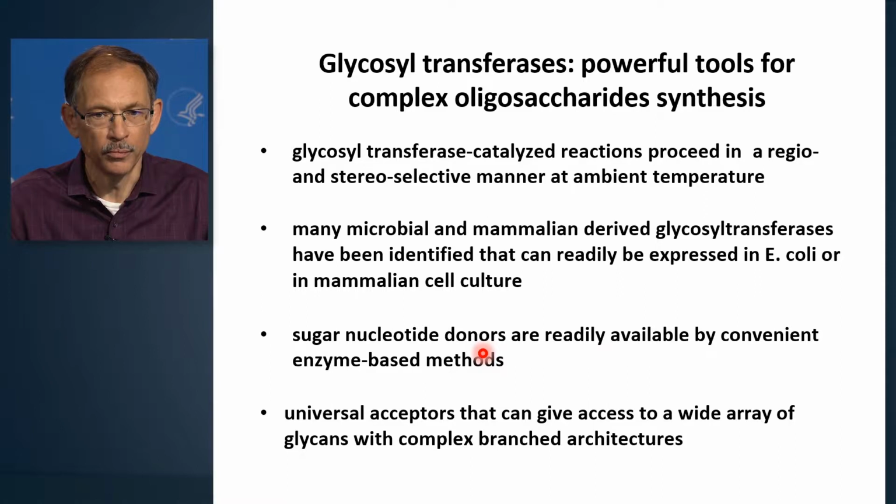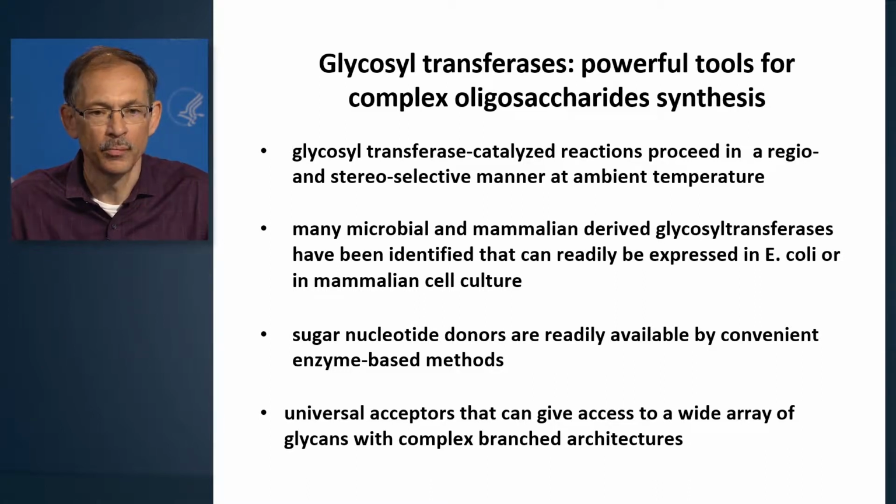So why is this possible? First of all, the enzymes that make complex carbohydrates in nature, glycosyl transferases, are highly regio- and stereoselective and can be performed at very mild and easy conditions. Over the last few years, we have identified many microbial and mammalian-derived glycosyl transferases, and these can be easily produced through recombinant expression, and now we have a toolbox that makes it possible to make almost every mammalian glycosyl transferase.